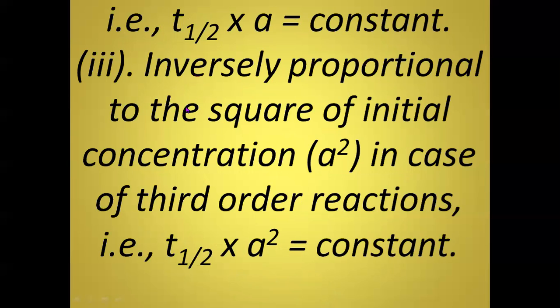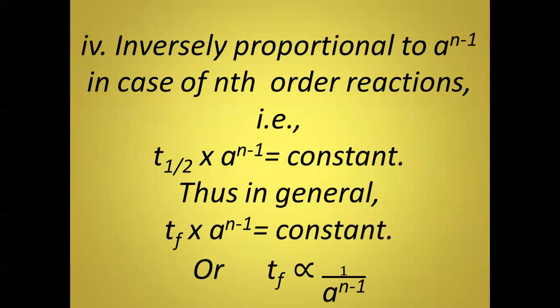And finally, for third order reaction, it is like this. It is inversely proportional to the square of initial concentration. What? Half-life period, T half, is inversely proportional to the square of initial concentration, that is A square. And here we can say T half into square of initial concentration will be constant. A is initial concentration, T half is half-life period. If we multiply the square of initial concentration with half-life, it should be a constant. Then we can say it is a third order reaction.